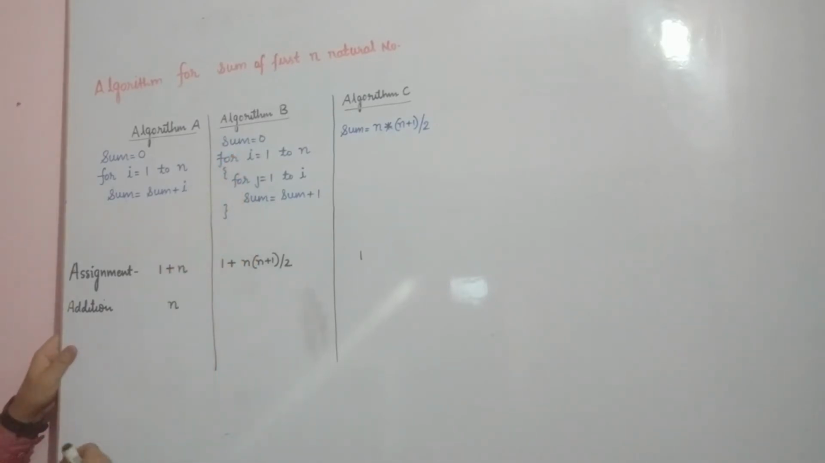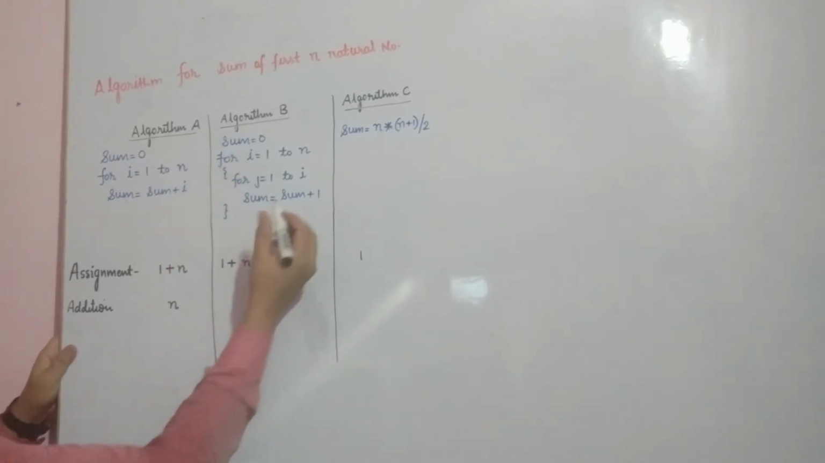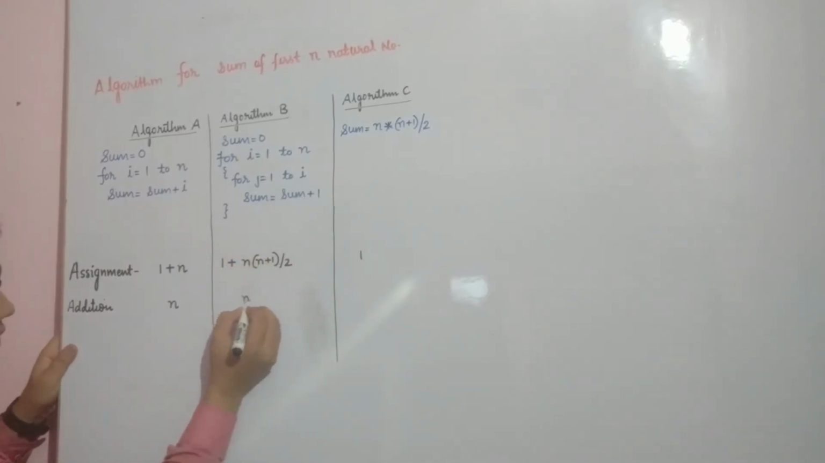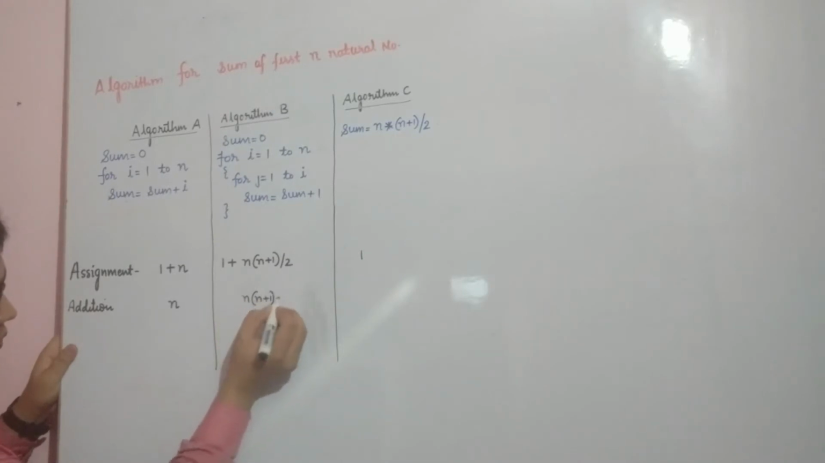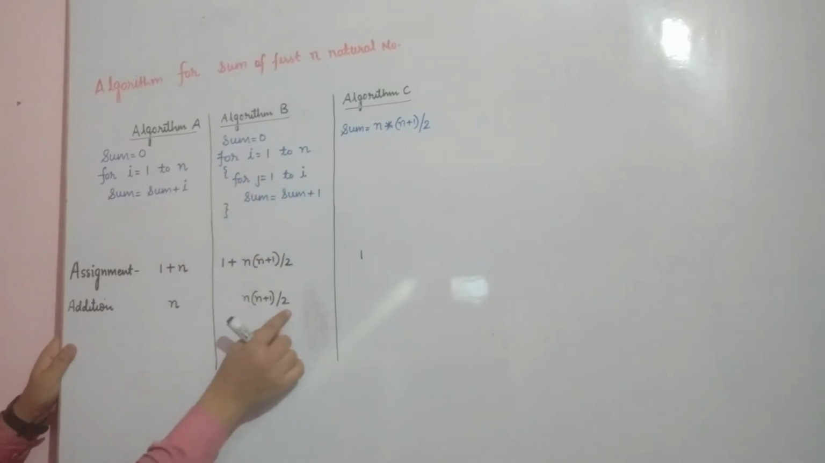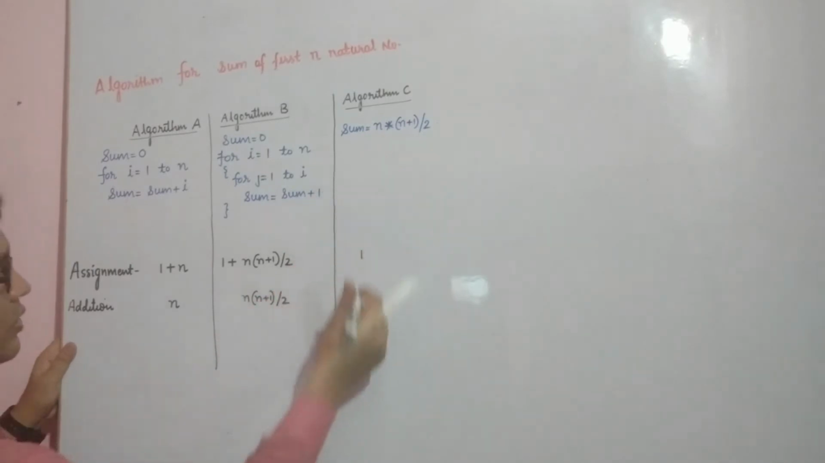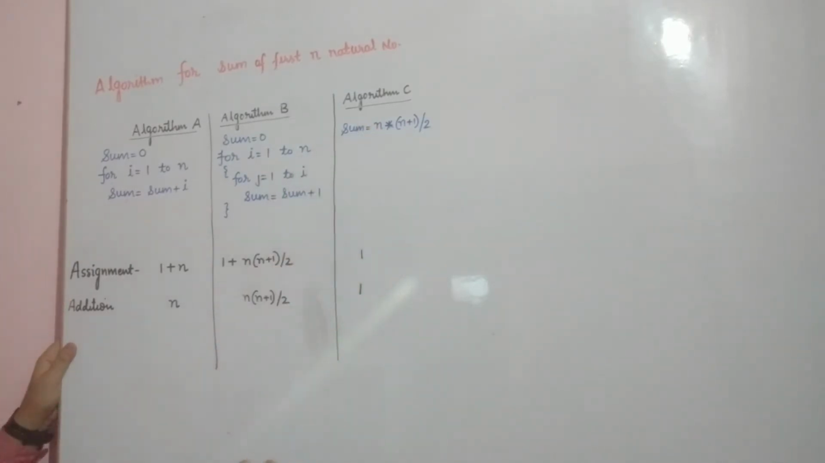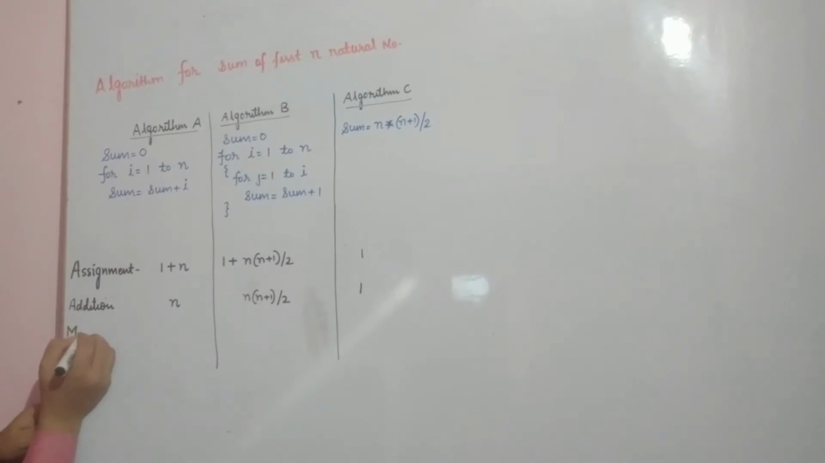Now in this algorithm B, how many additions happened? Simple. Just like the assignments happened, how many additions? n(n+1)/2. Right? So total number of additions is n(n+1)/2, just like the assignment operator. Okay? Now in algorithm C, how many assignments are there? Only one assignment. This one, sum is assigned. Now, what are the different operations? Yes, multiplication operation. So, see, multiplication.